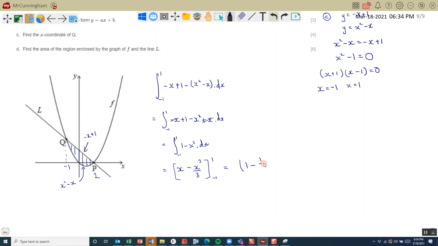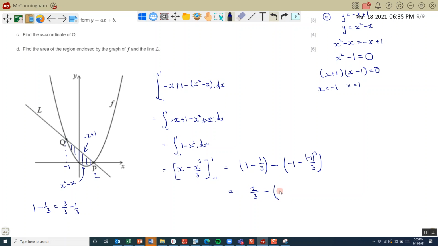1 subtract 1 cubed, 1 cubed is just 1, over 3. And then I'm going to put negative 1 into it, so I've got negative 1 subtract negative 1 cubed over 3. Okay, so you put 1 in first, then you put negative 1 in, and we're going to subtract these two things off each other. Now 1 take away 1/3. That's the same as 3 over 3 take away 1/3, which is 2 over 3.